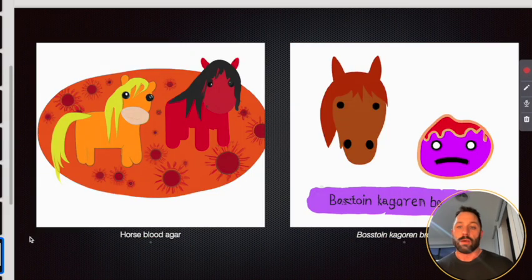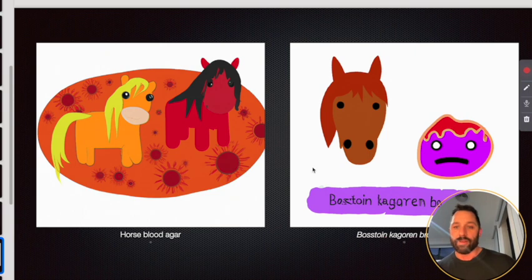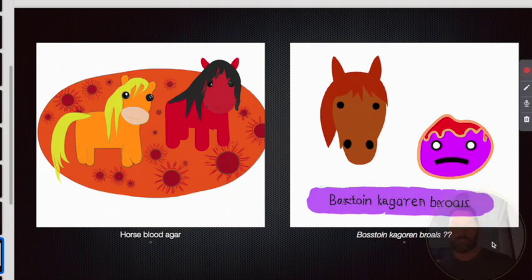And then, oh my god, horse blood agar. This one's nice though. This one, I don't know.